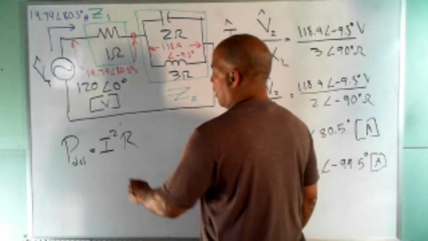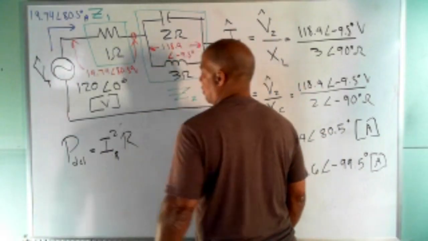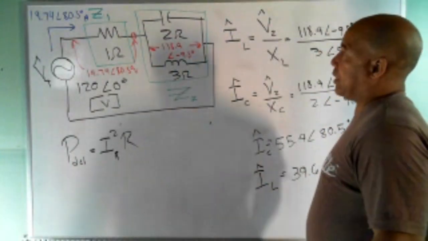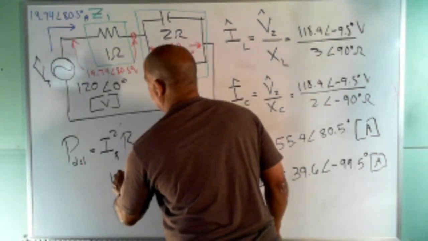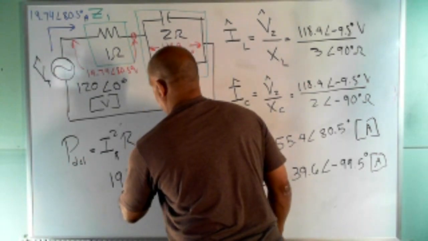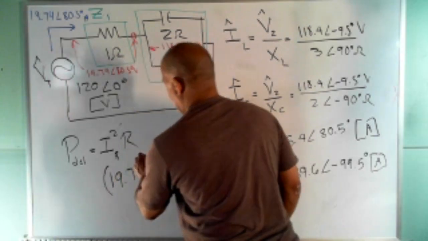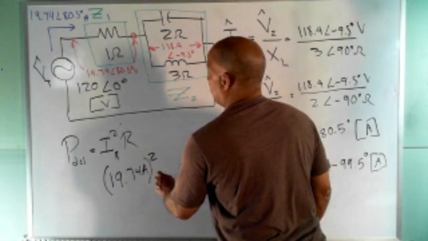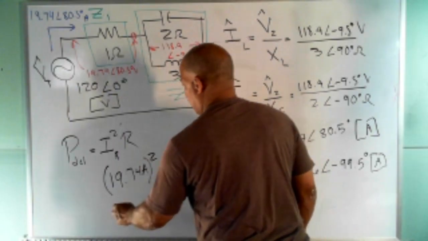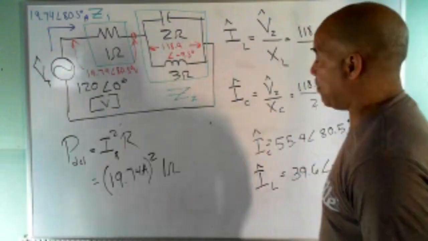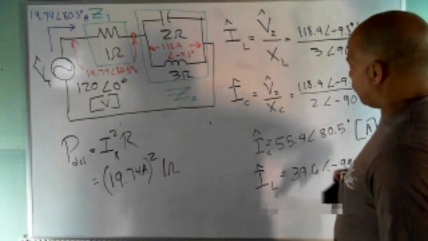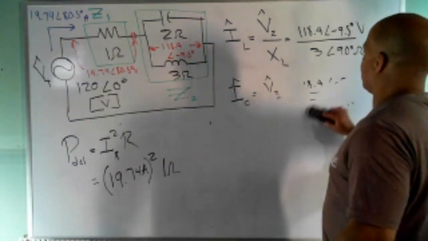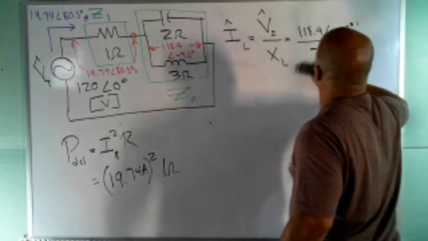Now this I squared R, this should be IR squared times R. And well, that's the total. So my magnitude of that is going to be 19.74 amps. I got to square that, and I got to multiply that by 1 ohm. And that'll give me the power dissipated by the resistor. So somebody do that for me. 19.74 squared is what? 390.